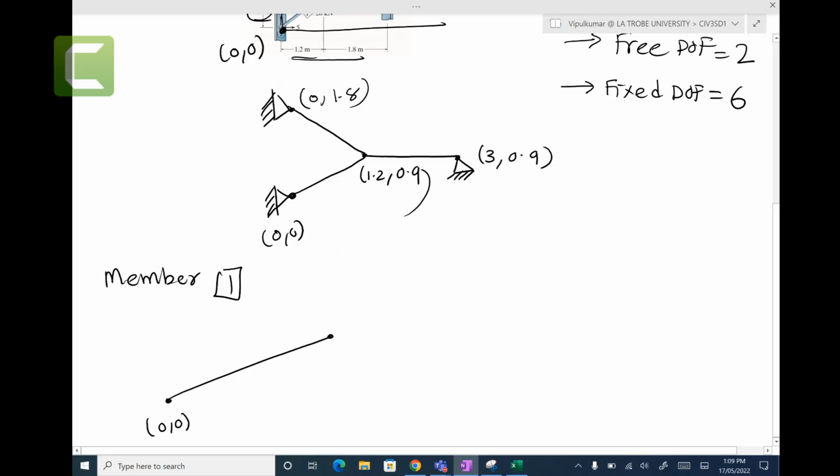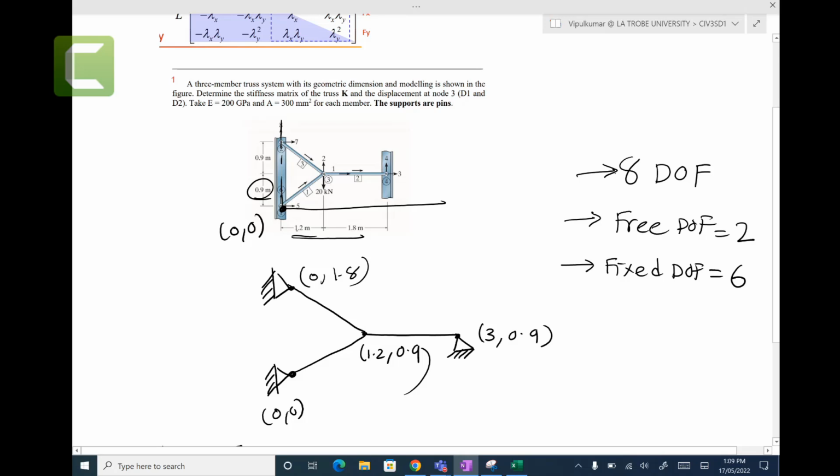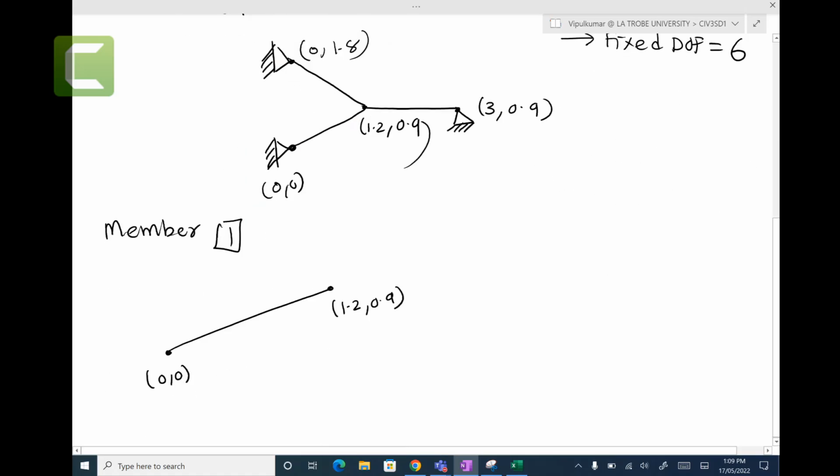So you have 0, 0 and 1.2, 0.9. Now, if I want to calculate the length of this one, then the length would be the square root of 1.2 squared plus 0.9 squared. Square root of 1.2 squared plus 0.9 squared is 1.5. So the length is 1.5 meters.